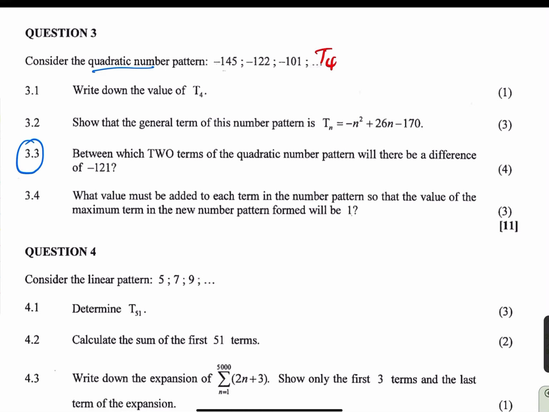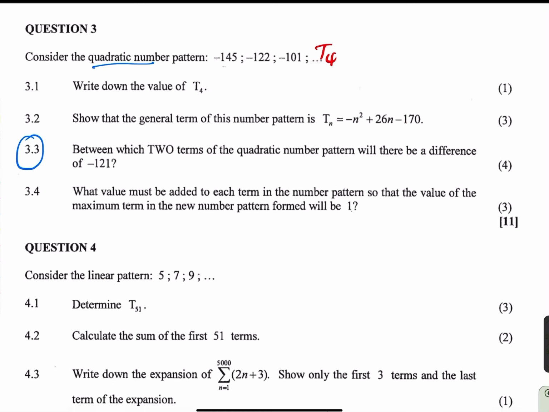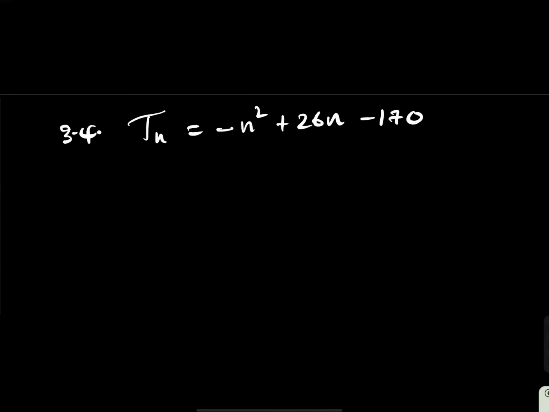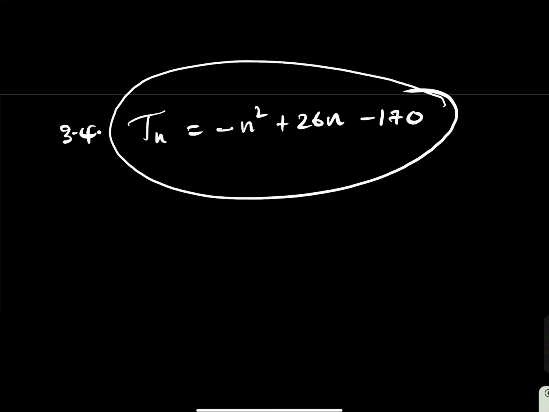So we want the value which must be added in the number pattern such that it will be the maximum term in the new pattern. Okay, I'm not going to struggle there. I'm going to write 3.4. Remember, you have a Tn that is given by negative n squared plus 26n minus 170. Let's get the maximum term of this one.